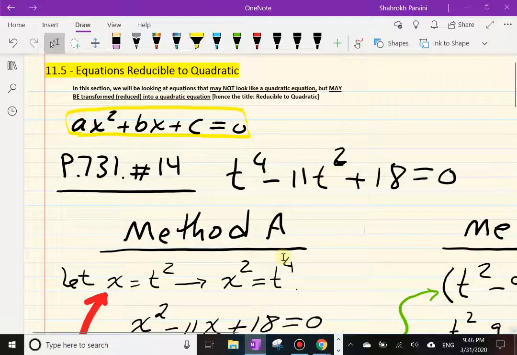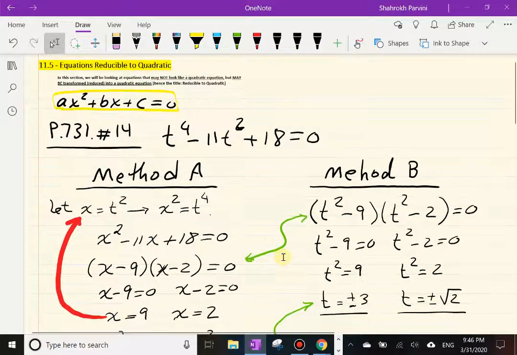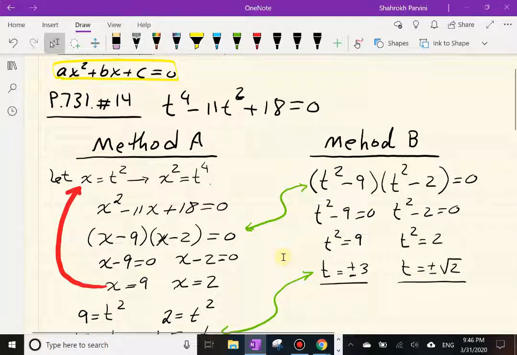I went ahead and picked one exercise for you to look at. And we're actually going to do this using two methods. So I have method A, and then I have method B here. Method A requires that we introduce a new variable. This new variable could be anything you want to call it. I just called it x. So I'm going to let x be t squared.